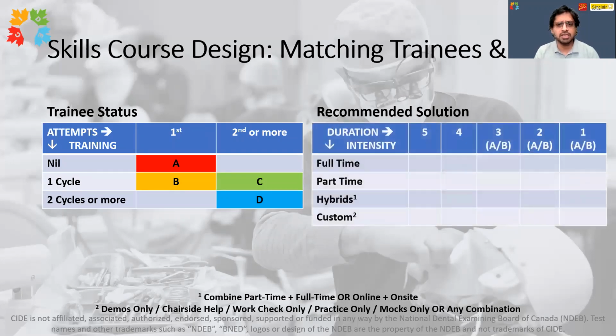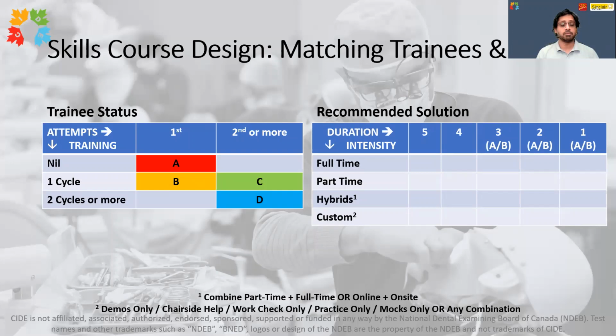To match these trainees to the right program, you are free to connect with us and ask us questions, after which we can ascertain which formula suits you best, which means which duration, 5, 4, 3, 2, 1 months, and what intensity, which is full-time, part-time, hybrid, or a customized solution. From experience, we do know that groups C and D generally tend to lean a bit more towards customized solutions, whereas for the other solutions, anyone and everyone from groups A, B, C, and D can benefit from them.